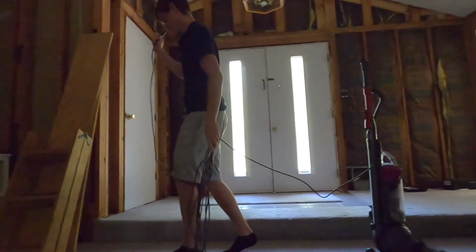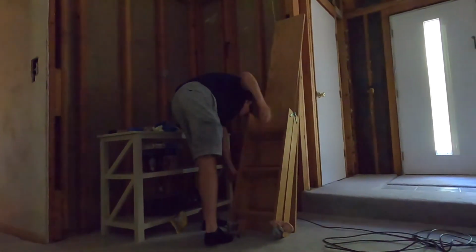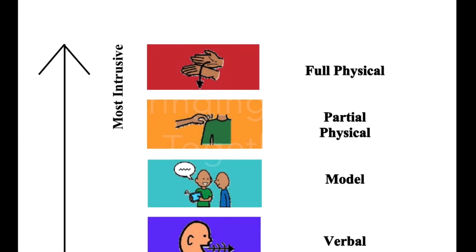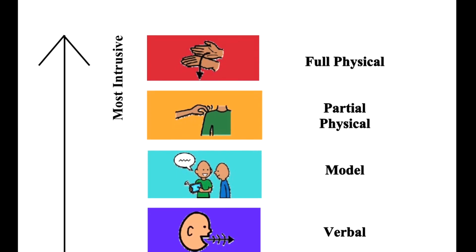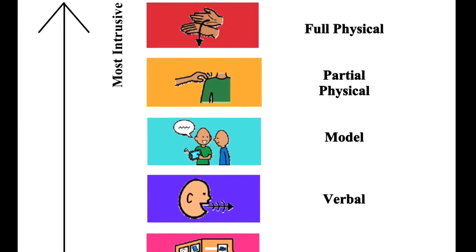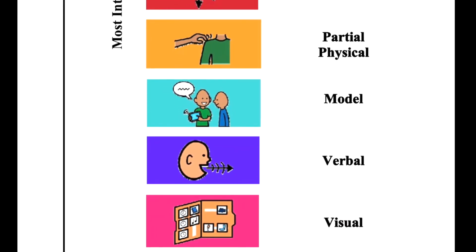It is always our goal through prompting to achieve an independent response. A prompt hierarchy can help one decide what prompt to begin with when teaching a new skill, and can also be useful when planning what type of prompt to provide as a child develops new skills.